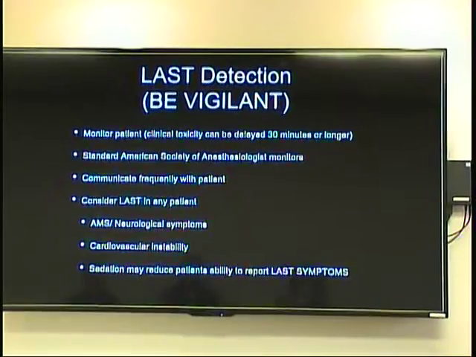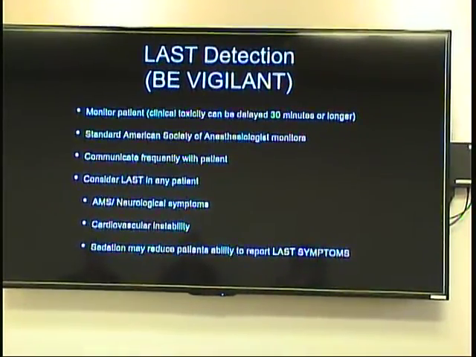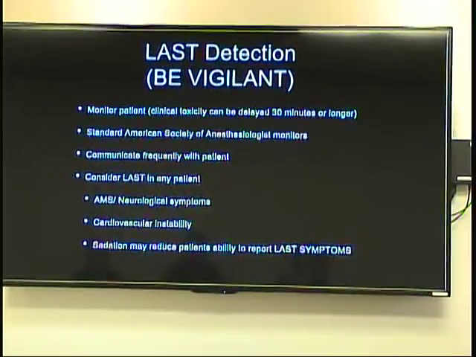And then we're monitoring the patient, communicating frequently with the patient. And then we're going to consider local anesthetic systemic toxicity.